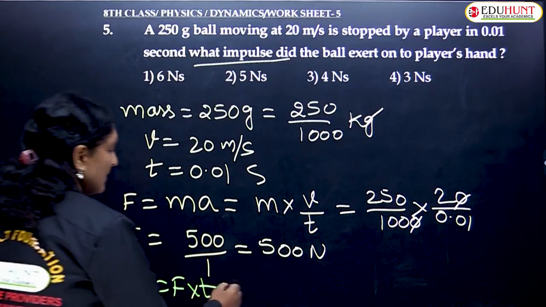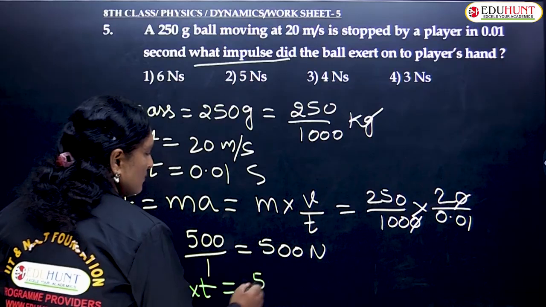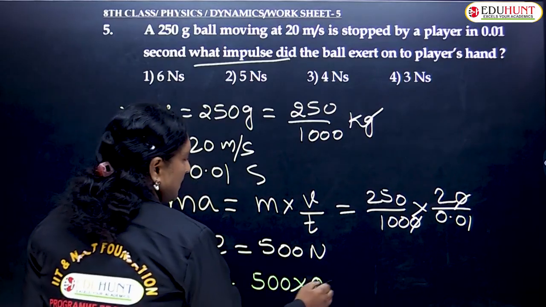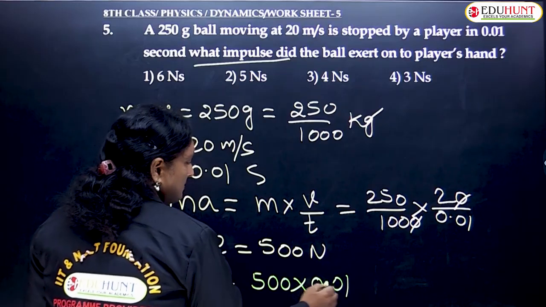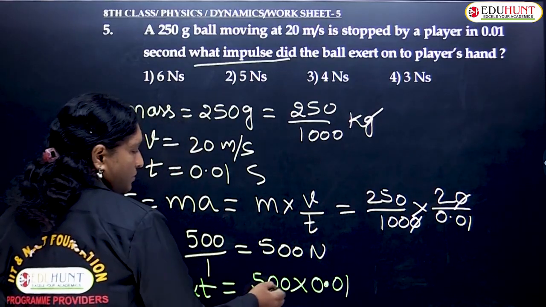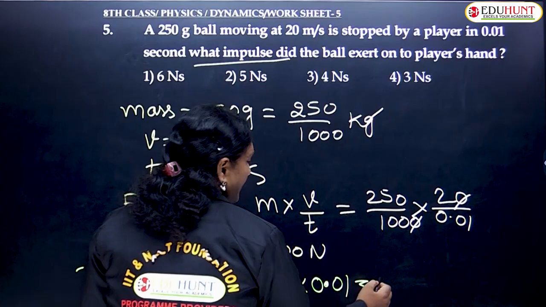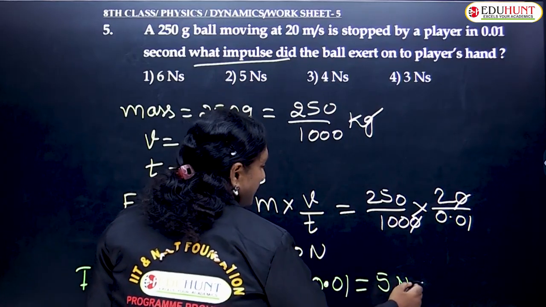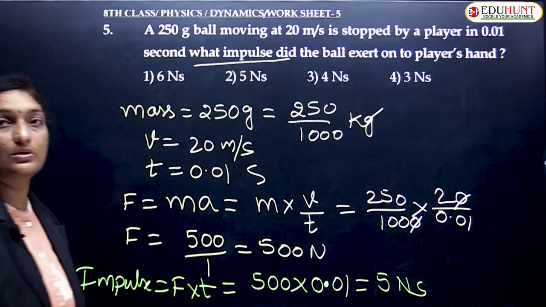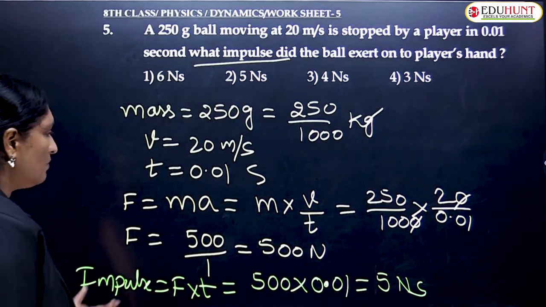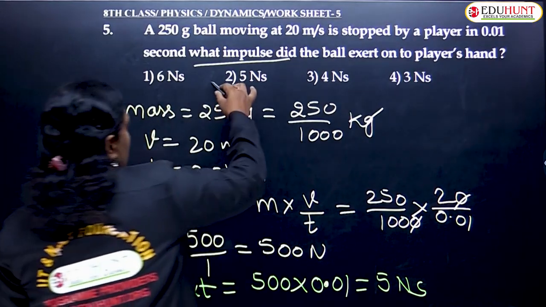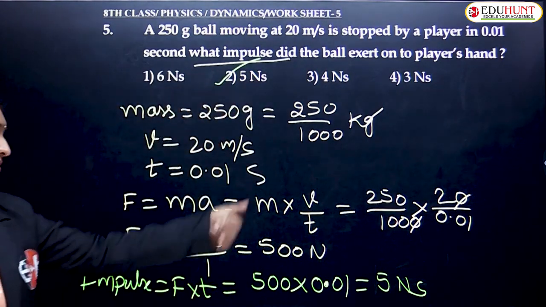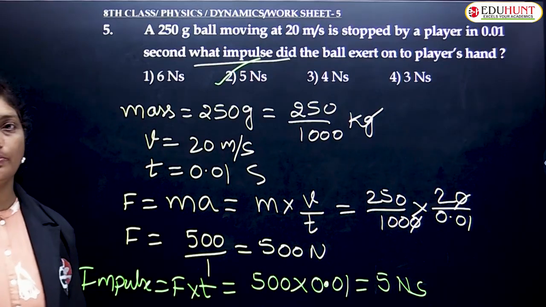Hence the value of impulse is equal to force, now found to be 500, and time was given to be 0.01. 2 decimals after, okay, here 2 zeros. So after multiplying, how much are you getting, children? It is equal to 5 Newton second. Newton second is the unit of impulse. So 5 Newton second is the second option. Okay children, force into time. Force was 500, time was 0.01.